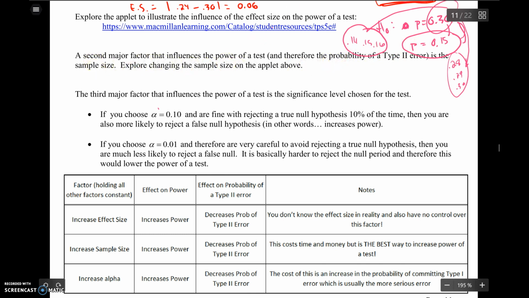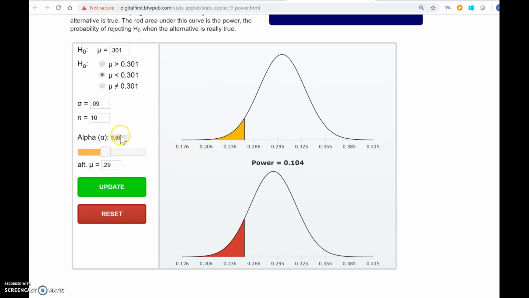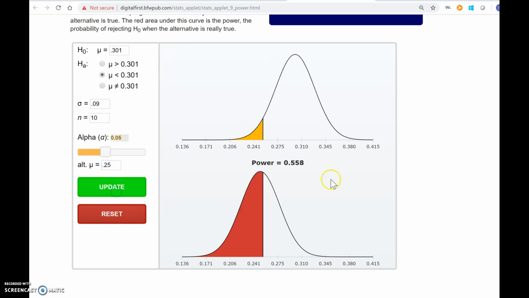And I guess I could illustrate that on this applet also, even though it's not really the right applet, but please bear with me. Sorry. So right now, let's keep the effect size the same. 30% null, 25% true value, power is about 0.558. Now, if you increase your sample size, I'm going to kick this up to 20. Watch what happens to those curves.